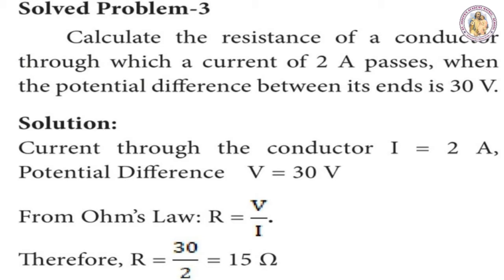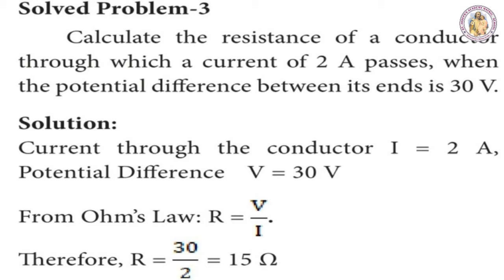What do you want to find? R. So R, you just keep on this side, and we'll get the formula R is equal to V by I. So what is V? 30, and I is 2. When you divide these two, what will you get? 15. So resistance is what?